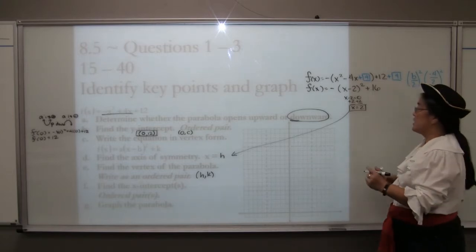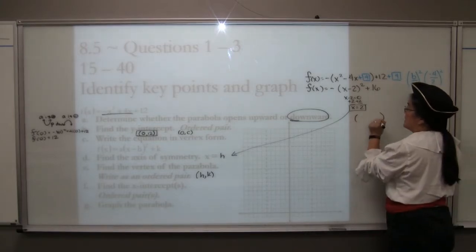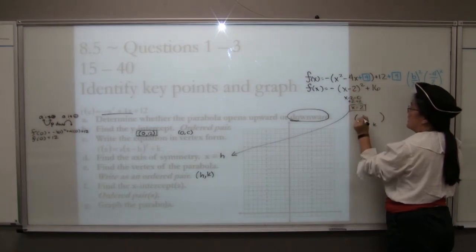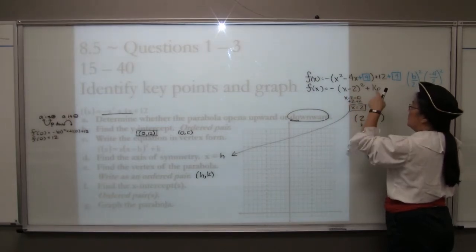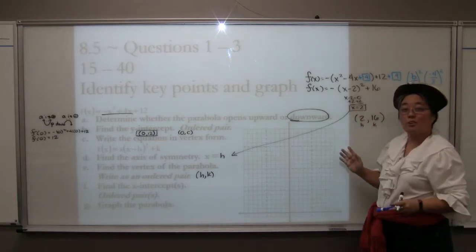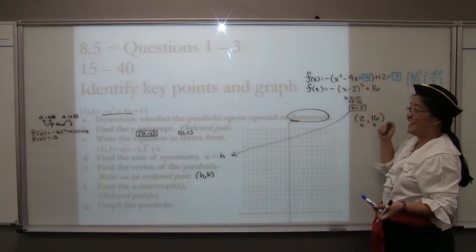Now, we want to find the vertex of the parabola. The vertex is h first, k second. H is 2, and k is 16. That's the vertex. It's called vertex form because you can just look at it and write the answer.